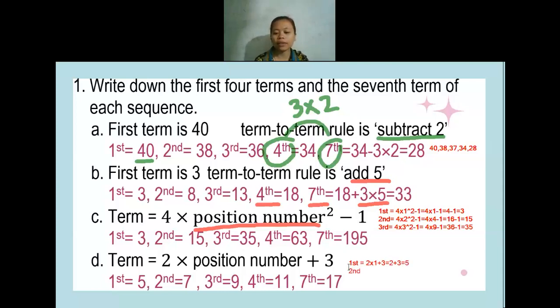For the second term, we do 2 times 2. Why times 2? Because the position is number 2 when it is the second term. So 2 times 2 is 4. 4 plus 3 is 7. That's why for the third term, I get 9. For the fourth term, I get 11. For the seventh term, I get 17.